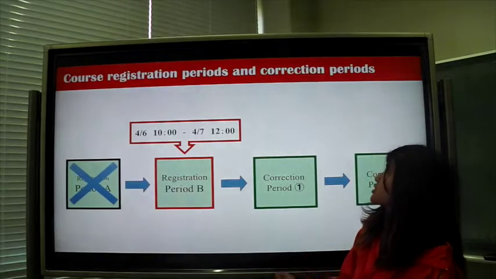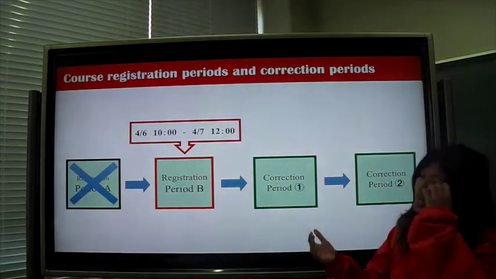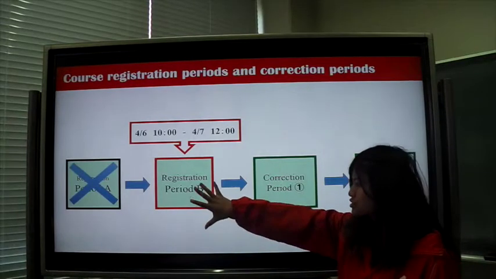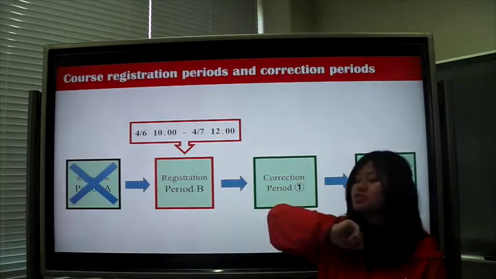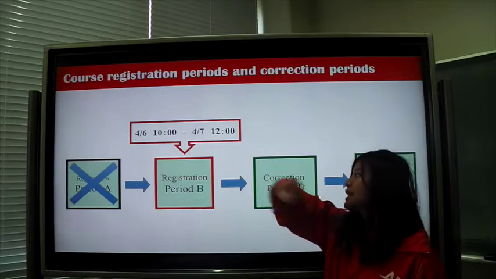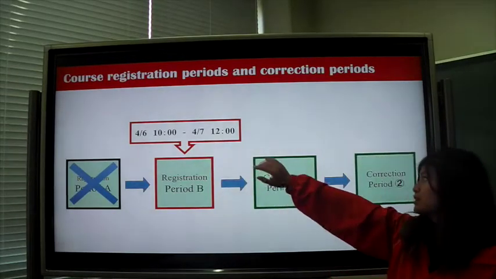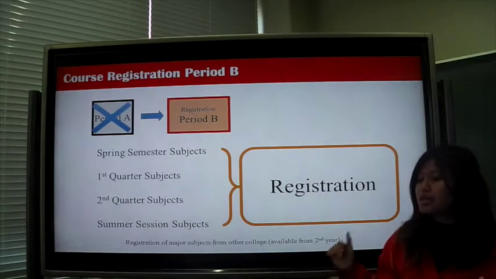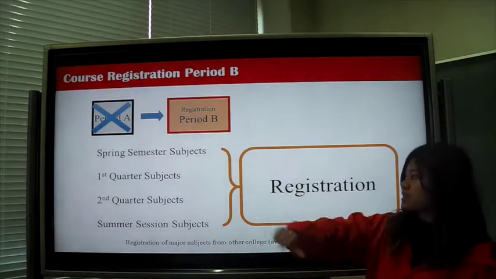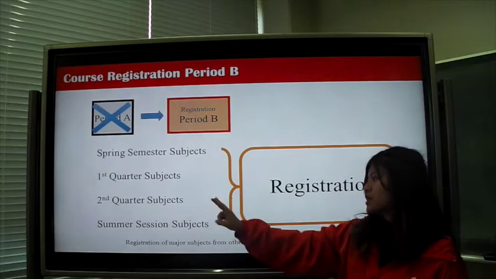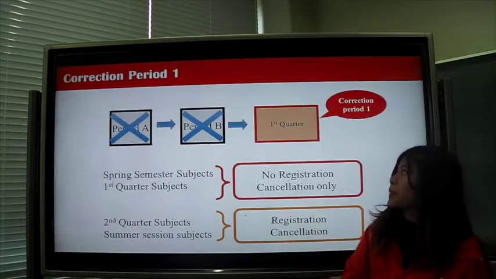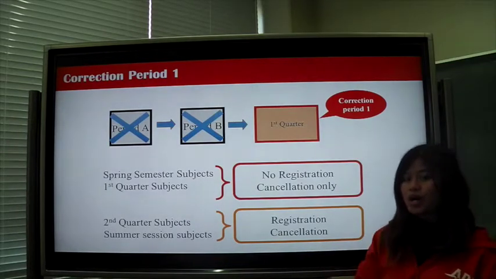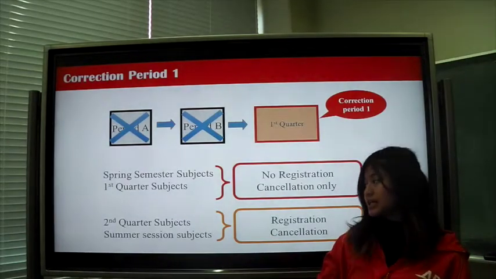So the course registration periods and correction period: since you are first year students, you will have your course registration in period B, which will take place from 4th April, 10 a.m. to 7th April, 12 p.m. In course registration period B, you will be able to apply for your spring semester subjects, first quarter, second quarter, and summer session. Correction period 1 will happen after your 1 week of classes.